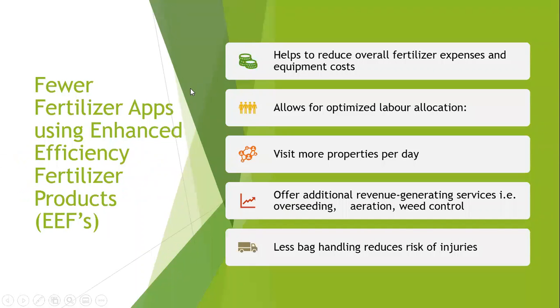Now, when we use the enhanced efficiency products, the fewer fertilizer apps really help us to reduce overall fertilizer expenses and equipment costs. It allows you to optimize your labor allocation. You can visit more properties per day, offer additional revenue-generating services, overseeding, aeration, and weed control, and less bag handling reduces your risk of injuries to you and your staff.